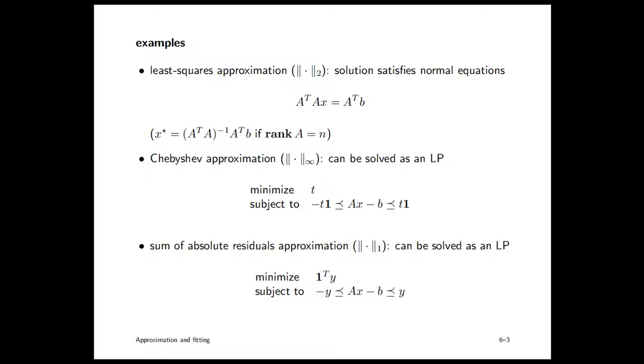We can attack these equivalent problems, which are called the least squares approximation problems, by squaring the original objective functions. When the L infinity norm is used, the norm approximation problem is called the Chebyshev approximation problem. But when the L1 norm is used, the norm approximation problem is called the sum of residuals approximation.